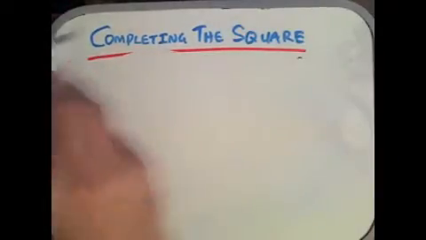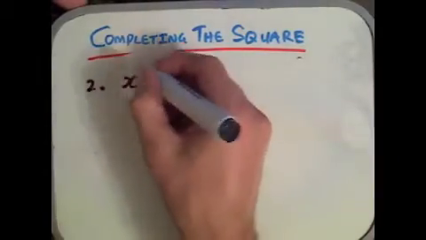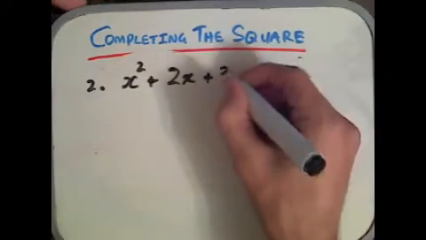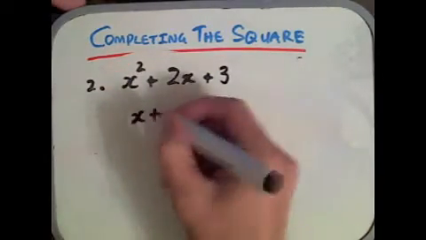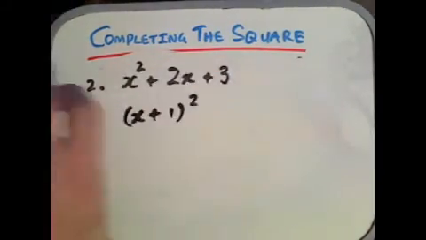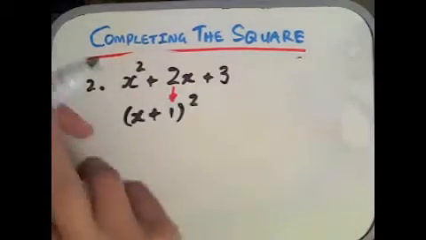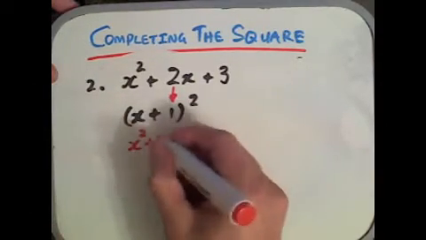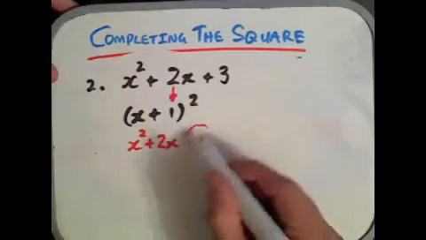Now let's look at another example here. Alright, we've got x squared plus 2x, and we've got plus 3. So we're going to look at halving that 2 to get the 1 in the bracket there. It's squared. And again, if we expanded that out, we would end up getting x squared plus 2x, and we get plus the 1 there.